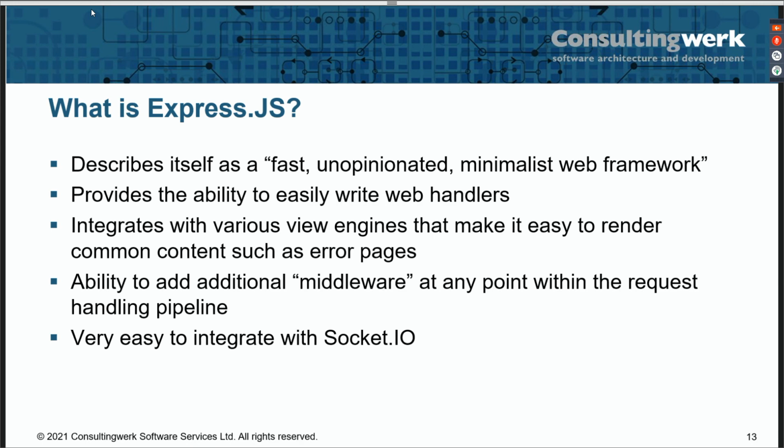It offers the ability to add additional middleware at any point within the request handling pipeline. What that means is that you could be writing plain functions as request handlers, and you could just be specifying them in a row, in which order you want them, and every HTTP request on a given route would go through each and every request handler that you have defined, through that pipeline. And it's quite easy to set up and work with it like that, and quite intuitive. And also it's very easy to integrate Express.js with Socket.io.